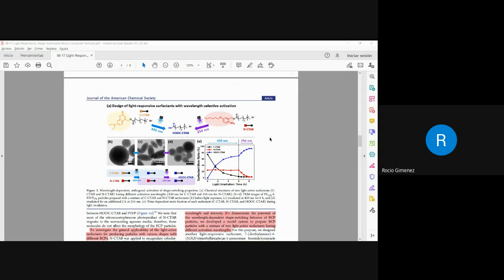Therefore, the shape transition of the particle was achieved first by irradiation at 420 nanometers, followed by another shape transition at 244 nanometers, highlighting the excellent wavelength selectivity of the shape transformation of these particles.